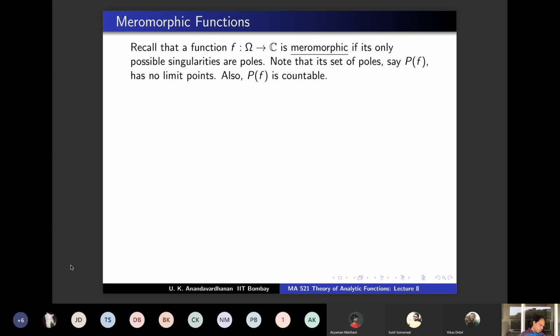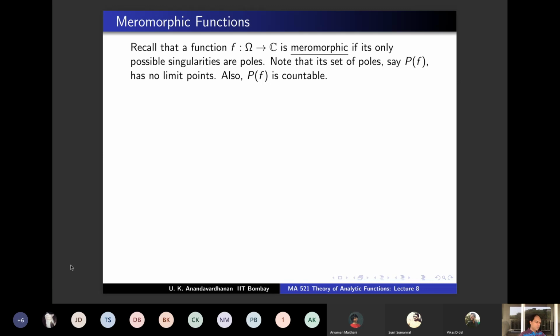And also P of f is countable. Earlier we said that the zero set is countable. The same argument shows that P of f is also countable. Can someone quickly recall why P of f will be countable? Same principle: the zero set Z of f was countable, and the same argument shows that P of f is countable.